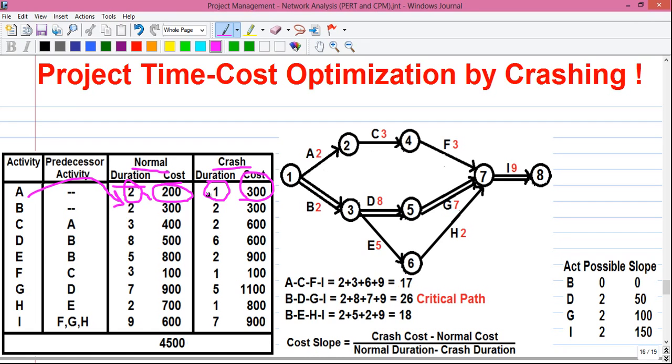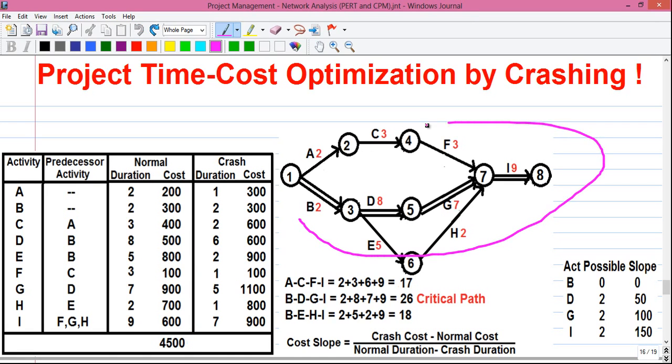So we have to do a little bit of calculation to find out the optimum project duration and optimum project cost, in which we can reduce our project duration with the least increase in project cost. That relation we have to find out. Next thing, look at this value. This value is the summation of all normal cost values. And this value is called the direct cost of the project. We will use this value in our calculations.